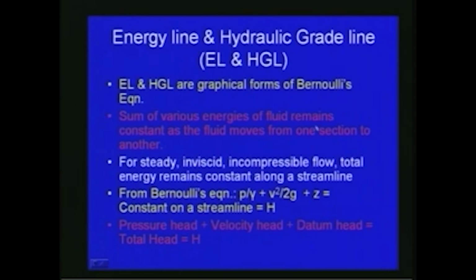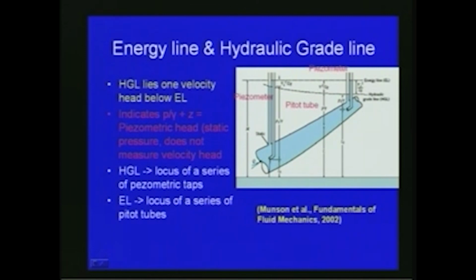The energy line concept and hydraulic gradient line concept are also based upon the conservation of energy. That means the total energy remains constant along a streamline. So in Bernoulli's equation, the pressure head p by gamma plus velocity head v square by 2g plus z, the datum head, is equal to a constant on a streamline. We can write this as equal to h. So pressure head plus velocity head plus datum head is equal to the total head h, as shown in this slide. This figure is taken from Munson et al., Fundamentals of Fluid Mechanics, and is slightly modified here.